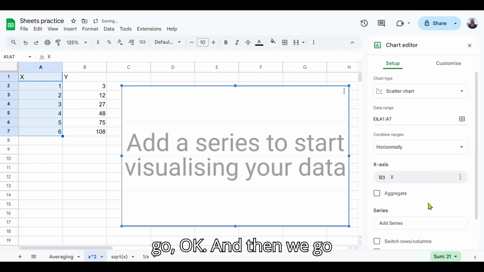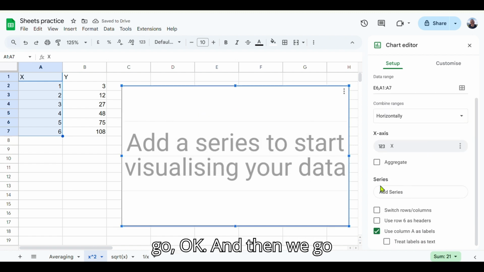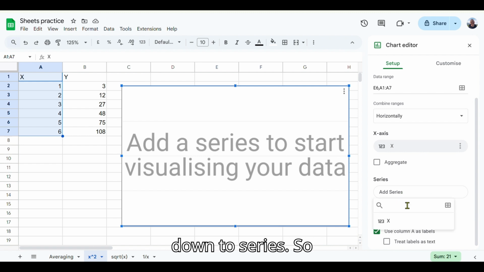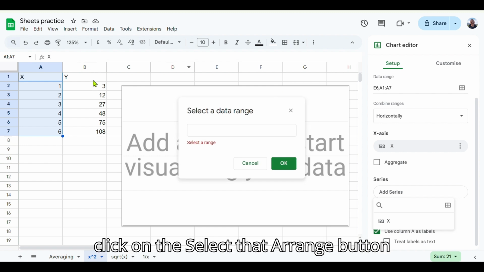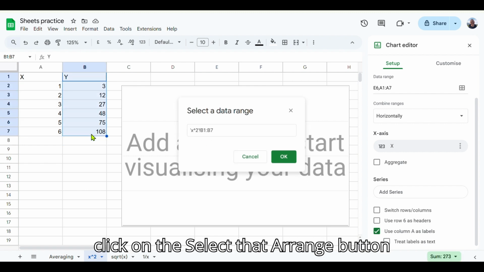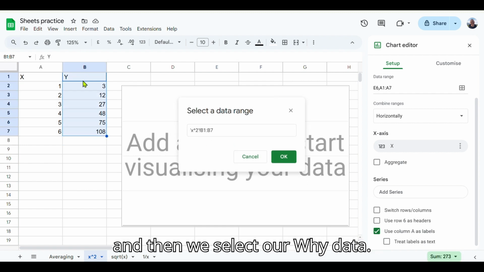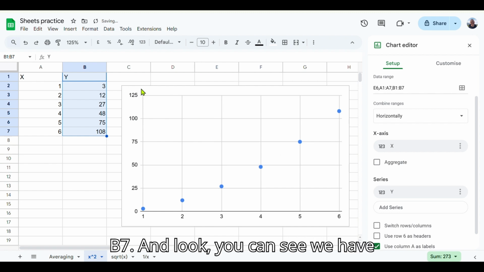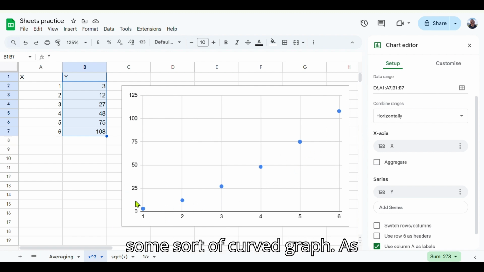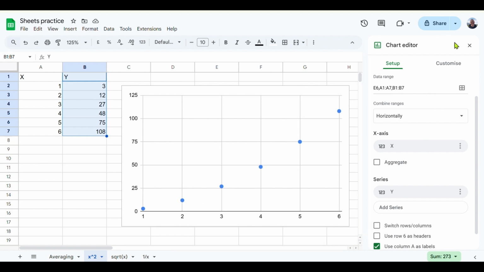We go OK, and then we go down to series. So we click on add series, we click on the select data range button, and then we select our Y data. Okay, we go OK, B1 to B7, and look, you can see we have some sort of curved graph, as you would expect.